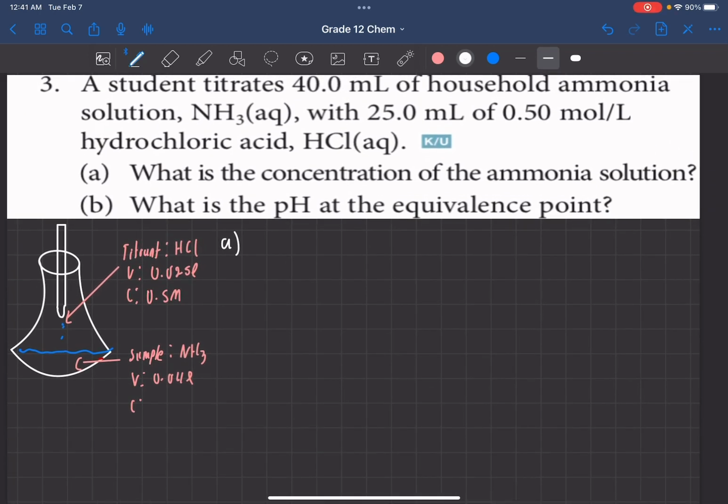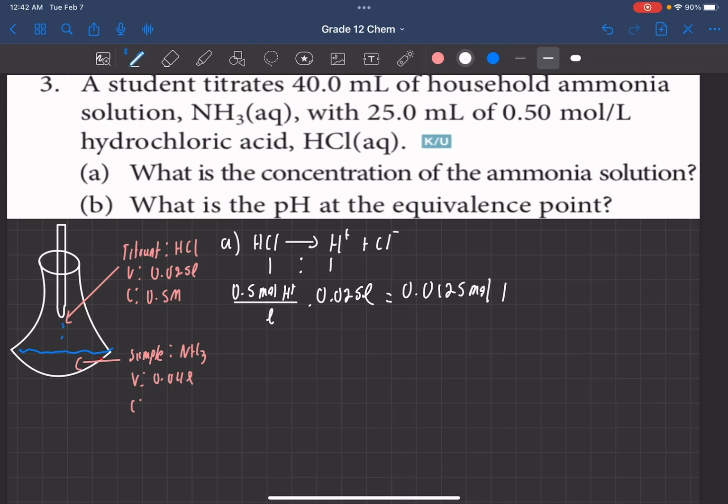Okay, so we can start off by dissociating our hydrochloric acid. So HCl, strong acid, right? It's going to completely dissociate into H plus and our Cl minus ions, so this is going to be a 1-to-1 ratio for hydrochloric acid and our hydronium ions. So if we have 0.5 molar of hydrochloric acid, we're also going to have 0.5 moles per liter of hydronium, and that is in a volume of 0.025 liters. We multiply that out, and you should get 0.0125 moles of hydronium.